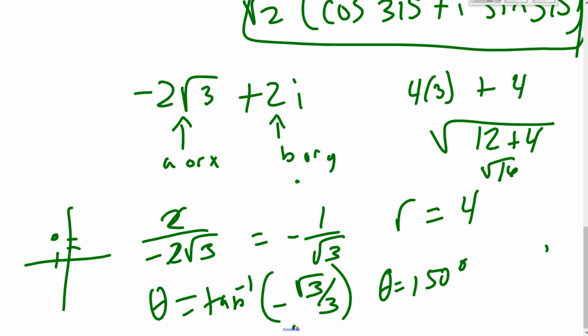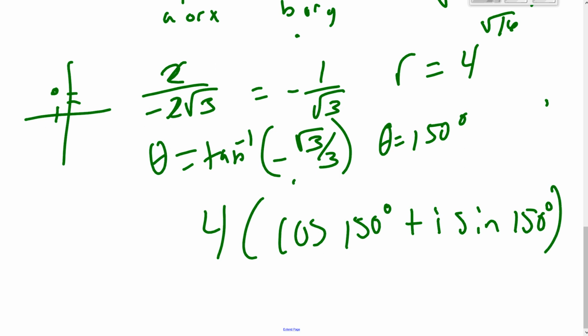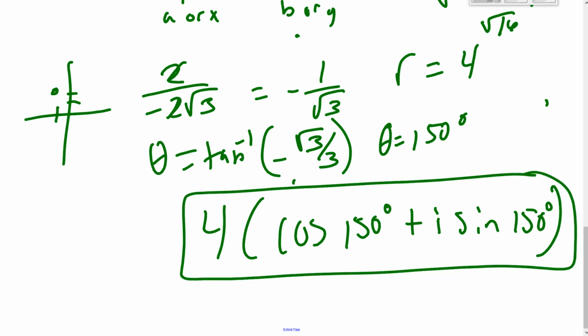That's fine. So I do my r, which is 4, times cosine of my theta, which is 150, or 5 pi over 6, and then plus i sine of that same theta, 150 or 5 pi over 6. And so there it is. So a little bit easier one we'll do when we have polar forms.